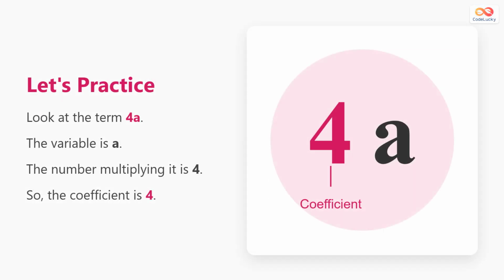Let's look at an example. Here we have the term 4a. In this term, a is the variable. The number 4 is multiplying the variable a, therefore, the coefficient is 4.